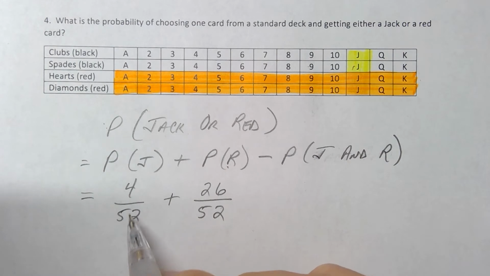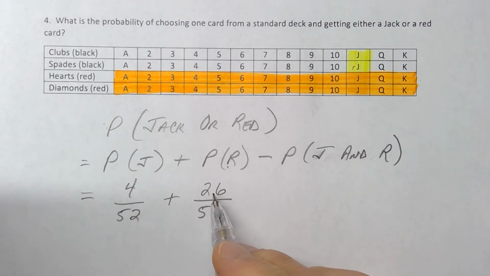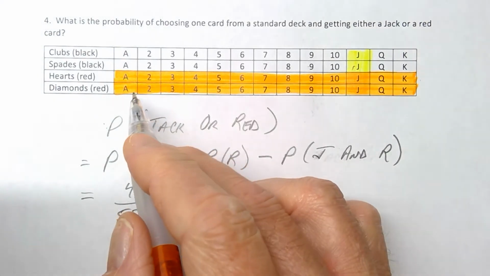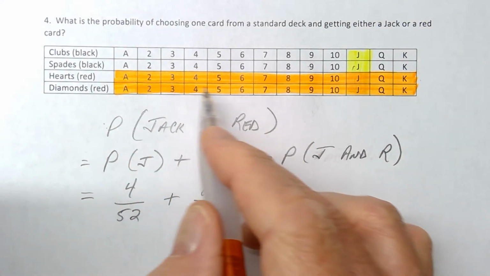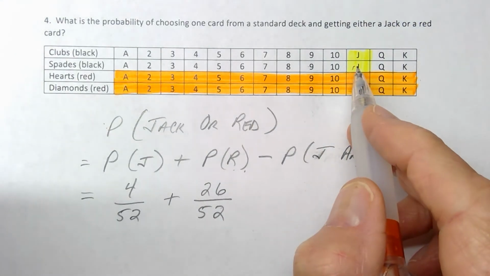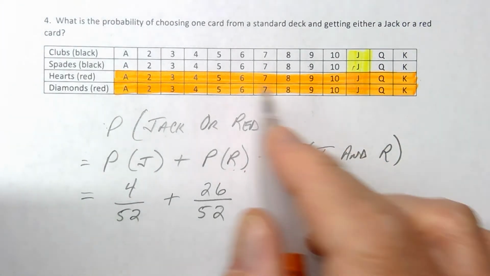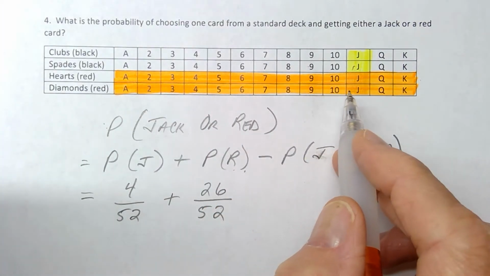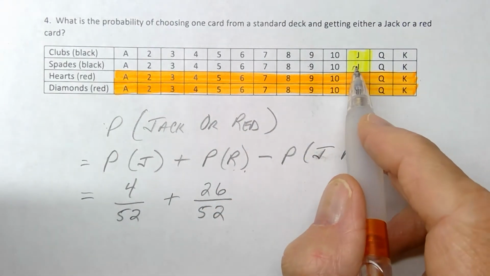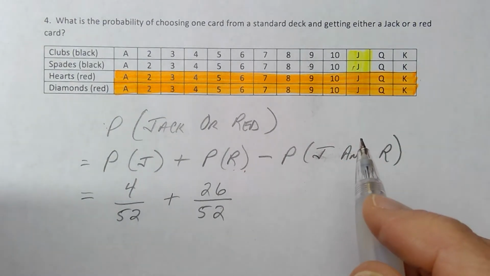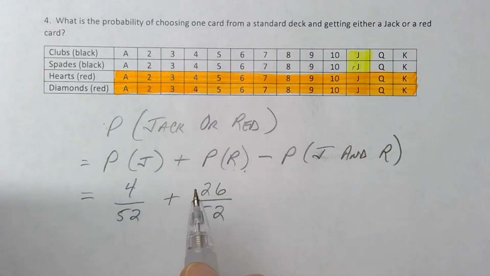So I got 4 jacks that'll win, and I got 26 red cards that'll win. It looks like I got 30 cards that'll win. Let's go up and count real quick. I got 13 diamonds, 13 hearts, that's 26 cards, 27, 28. There's only 28 cards that will win. Any of the hearts and diamonds, that's 13 each, that's 26, plus these 2 jacks, 27, 28. There's only 28 cards that'll win for me.